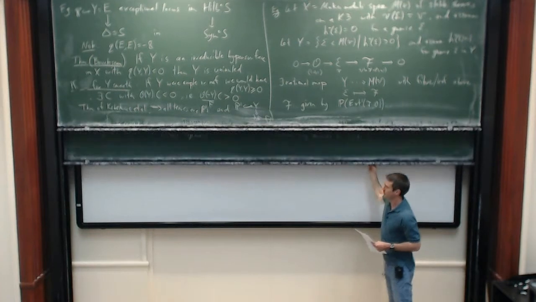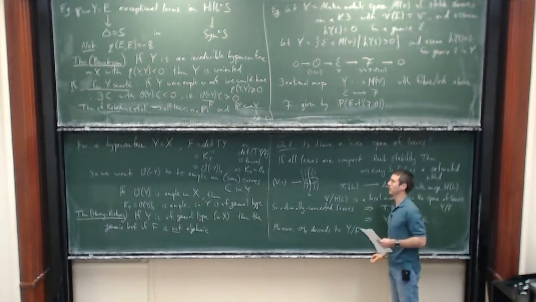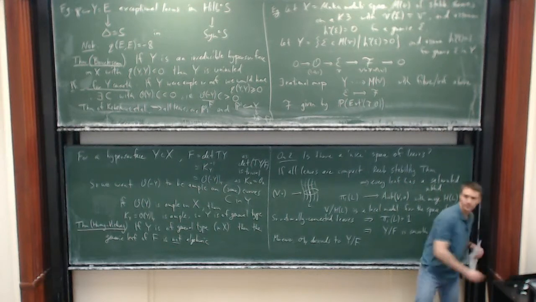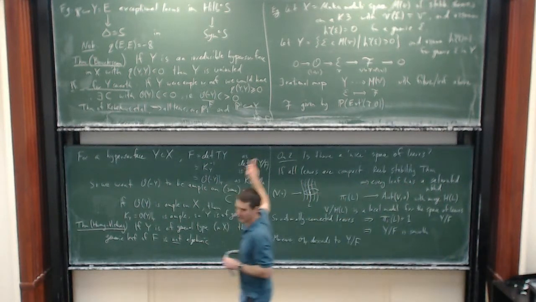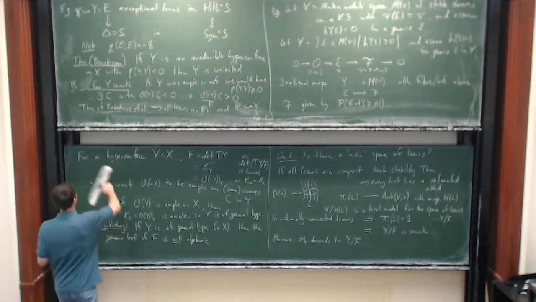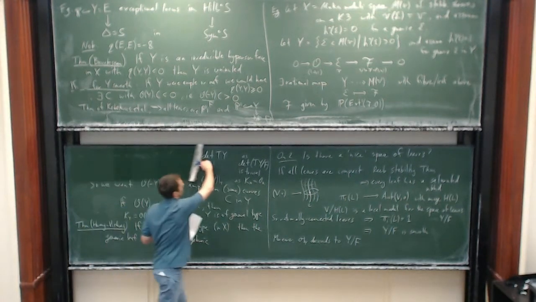So often when you find examples, you can try to see whether they can be interpreted in this framework in terms of Brill-Noether loci in Mukai moduli spaces.